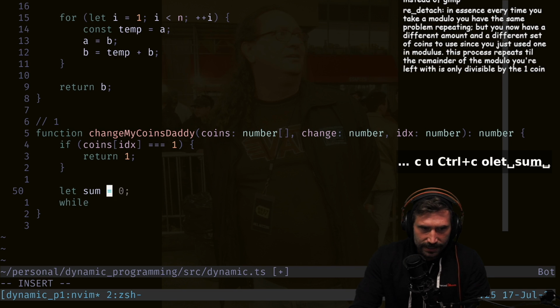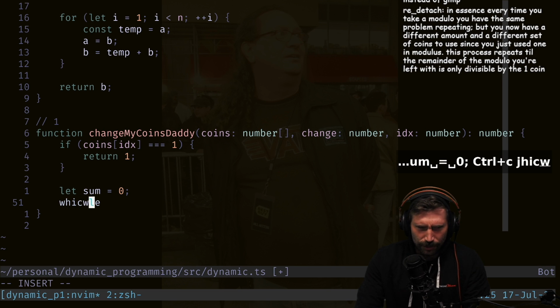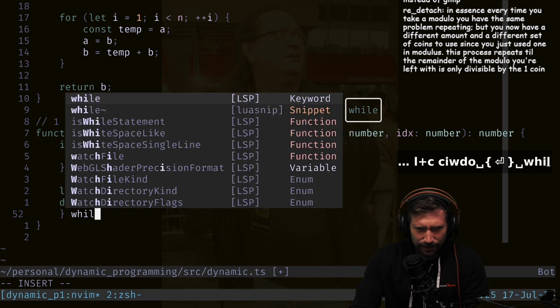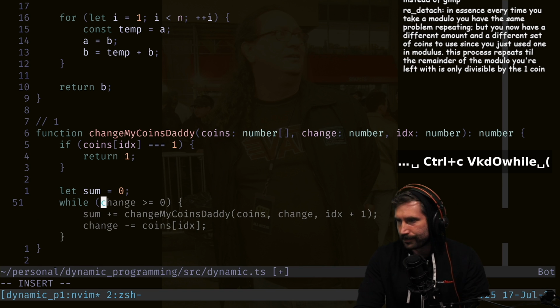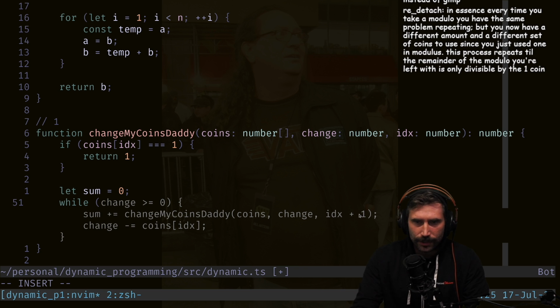So let's go like this. Let sum equals 0, and let's do a do-while loop. You know why? Because we're badasses around here. We can't do a do-while loop. We never do a do-while loop. You don't ever do a do-while loop because that's disgusting.